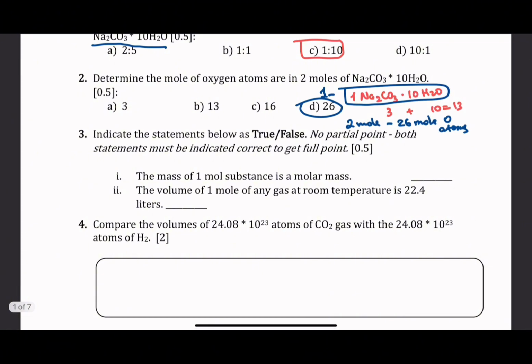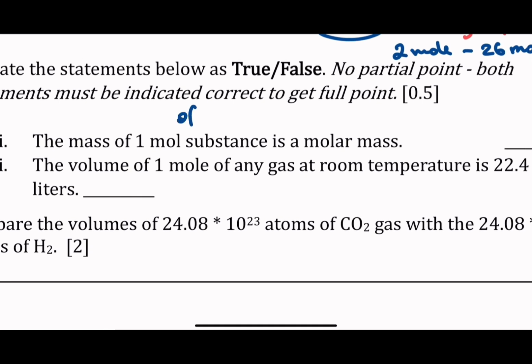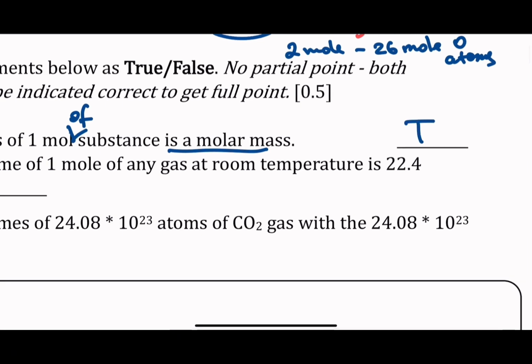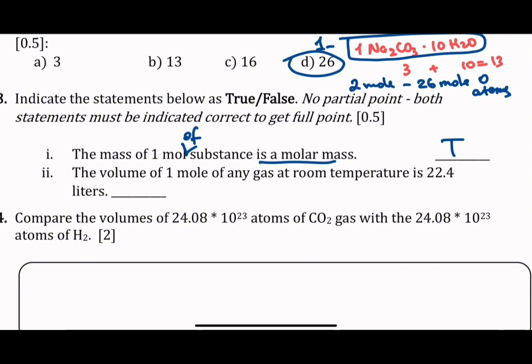Question 3 is asking us to find whether the statements are true or false. The first one says the mass of 1 mole of a substance is its molar mass. It is correct. We know that the mass of 1 mole of any substance is going to be the molar mass. Now the second statement says 1 mole of any gas at room temperature is 22.4 liters. This is incorrect because at room temperature 1 mole is 24 liters. At STP it is 22.4 liters.